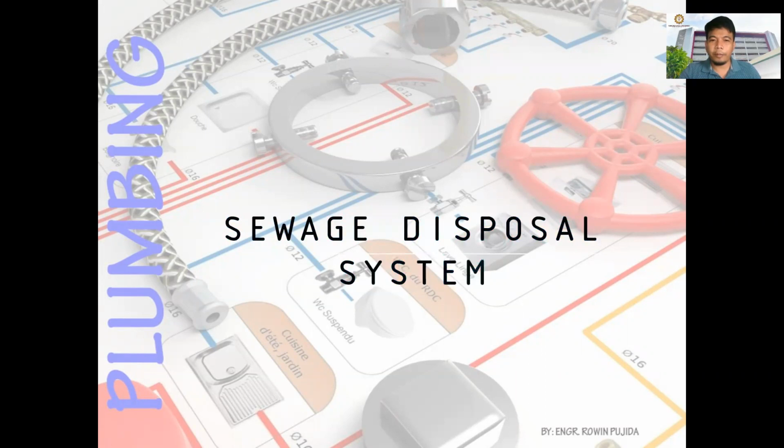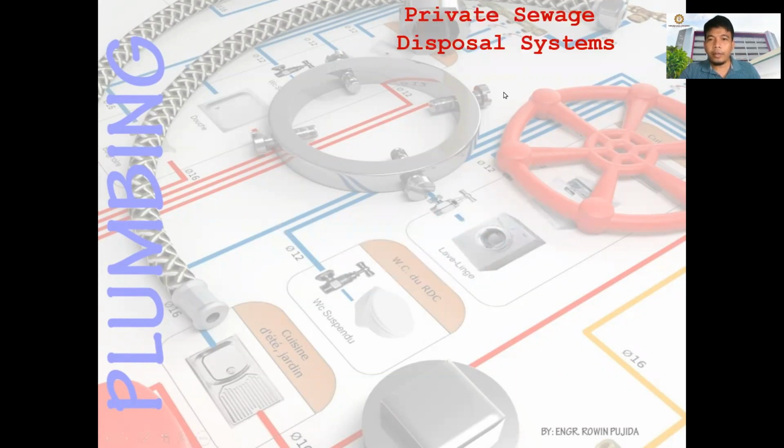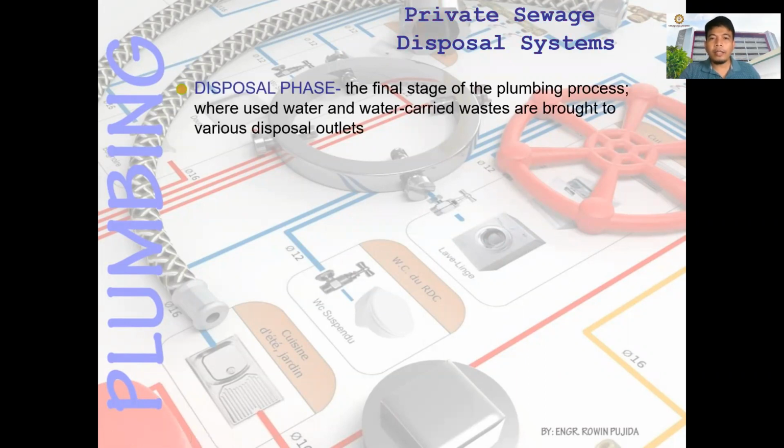Sewage disposal system. So you have the private sewage disposal system. The disposal phase is the final stage of the plumbing process, where used water and water-carried waste are brought to various disposal outlets. For example, you have your house drain or building drain. You can connect that to the public drainage, and from the public drainage you have the disposal phase.